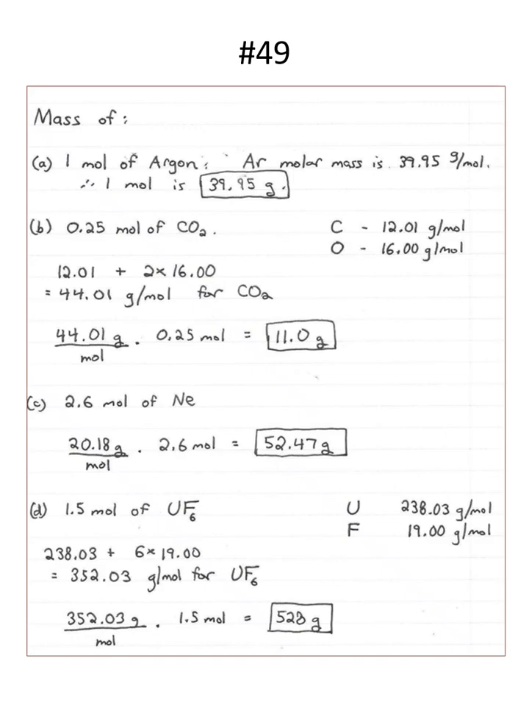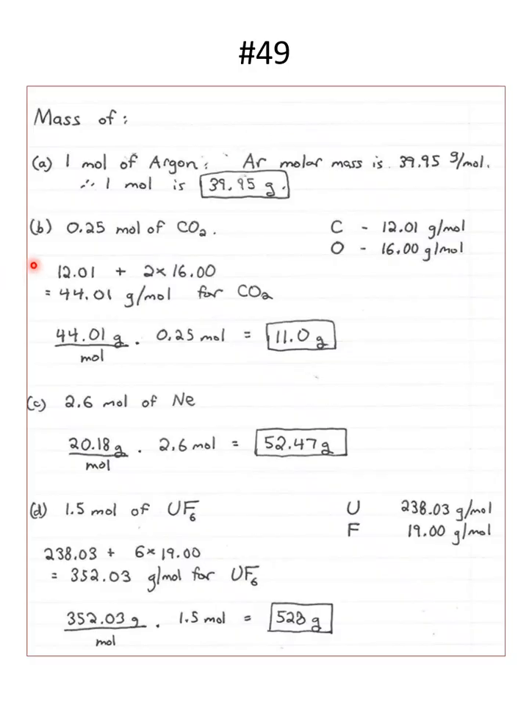Number 49, find the mass of these 4 different things. And so it starts with 1 mole of argon. Well, we need to look up the molar mass of argon that's in a periodic table, such as the one in the back of your book. And the molar mass we read is 39.95 grams per mole. And so that's it. 1 mole is 39.95 grams.